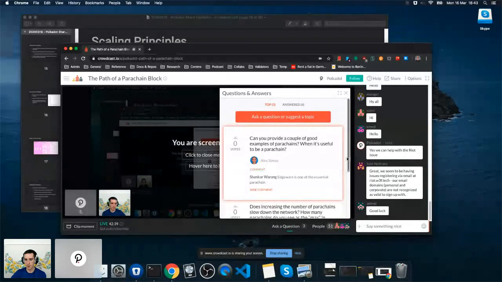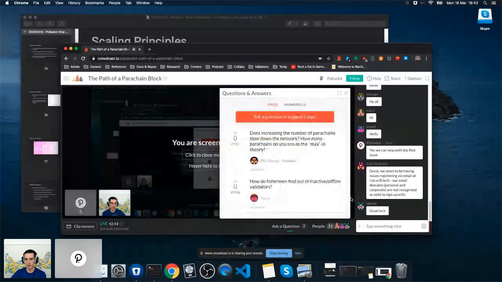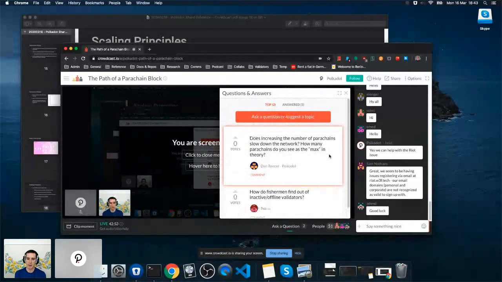All right, let's move to the next one. Does increasing the number of parachains slow down the network? How many parachains do you see as the max in theory? So no, increasing the number of parachains doesn't slow down the network. As a max, I would say probably 100 parachain slots that can be executed in one round.